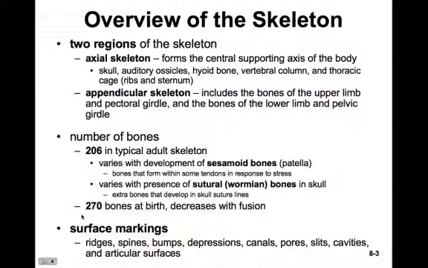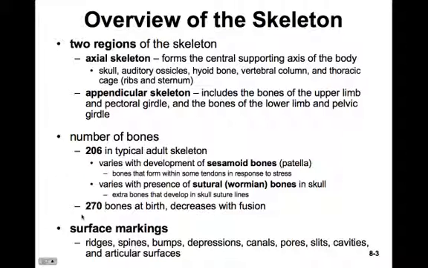There are 206 bones in a typical adult skeleton, and it varies slightly because there are some sesamoid bones, like the patella, that form within some tendons in response to stresses. So some people have a few additional bones. It also varies with the presence of sutural bones or Wormian bones in the skull. These are extra bones that develop in the skull suture lines. They're really tiny and barely noticeable.